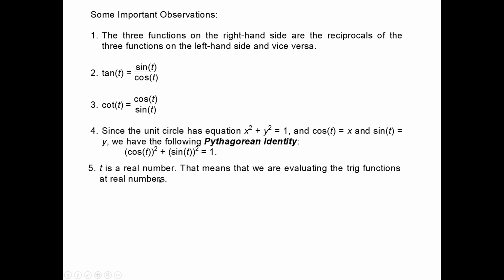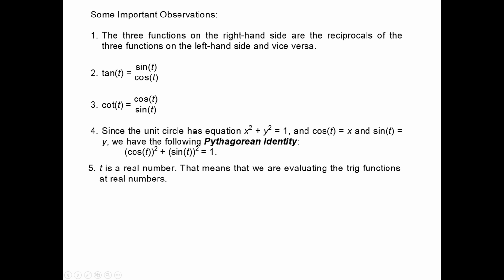t is a real number. That means that we're evaluating the trig functions at real numbers. In other words, radians. So be sure your calculator gets set to radians if you're doing a radian measure. Notation for raising functions to powers. Again, it comes from this observation, cosine of t squared. Because when we say cosine of t squared, how do we know if we're squaring the cosine of t or we're squaring the t?